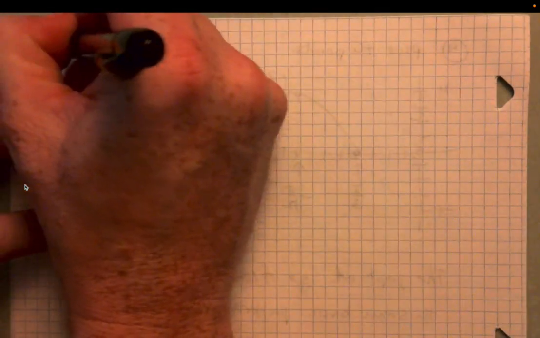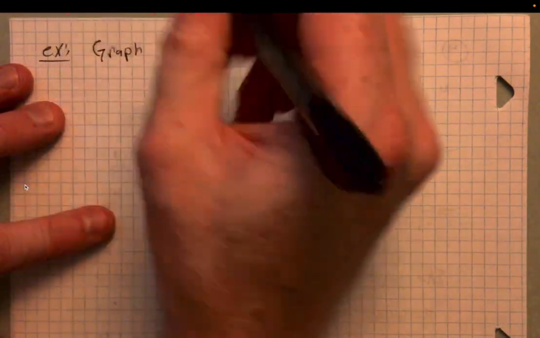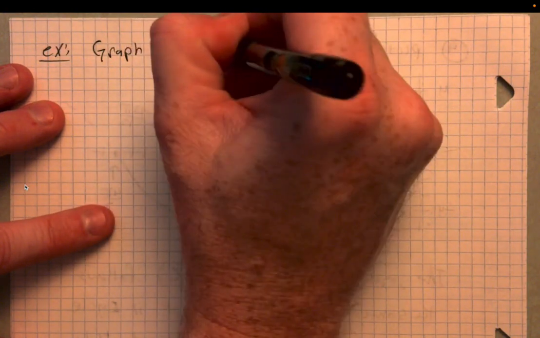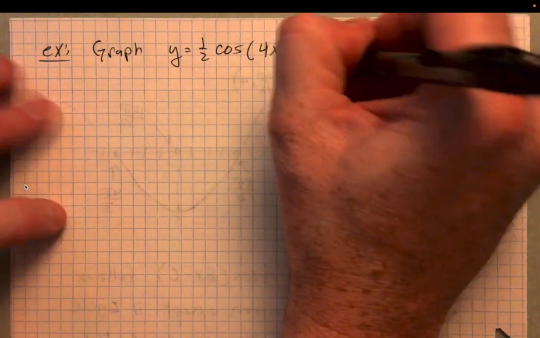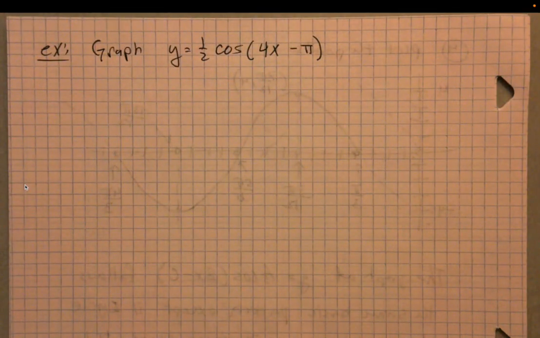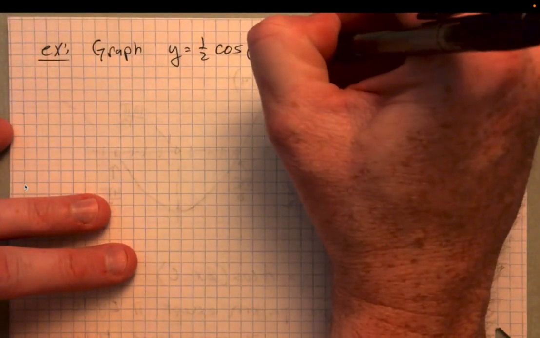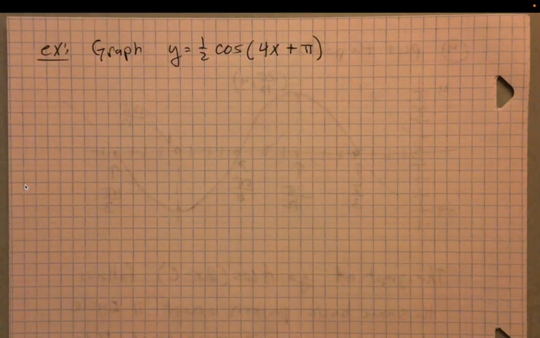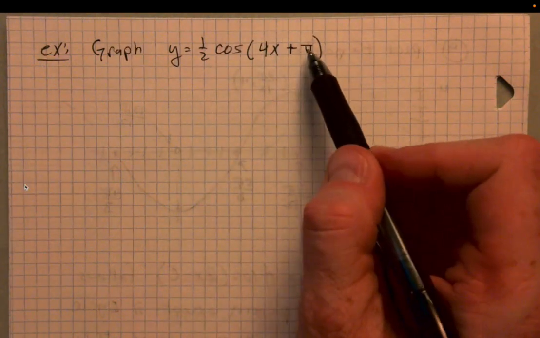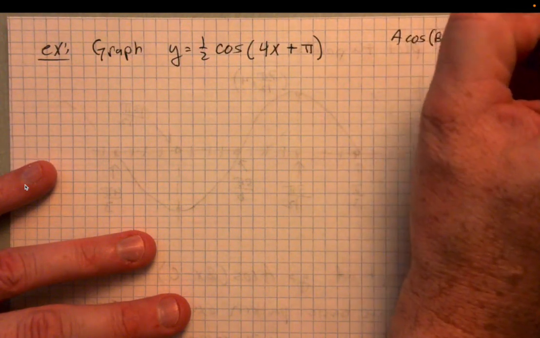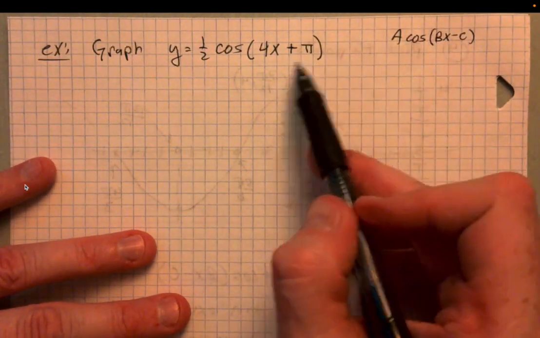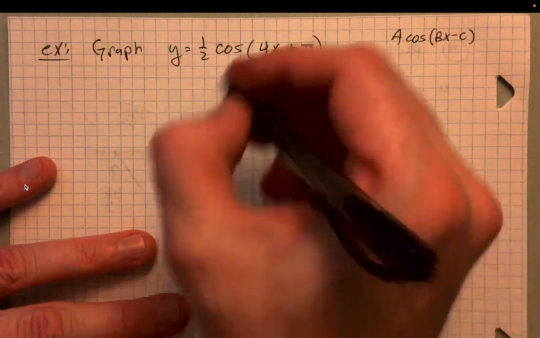Okay, so here's an example. Let's graph y equals 1/2 cosine of 4x, sorry, I'm going to write plus pi here. Now, something to notice as you're looking at this: remember the form is a cos bx minus c. Now notice minus c. This is plus pi. So you have to be very careful, right?